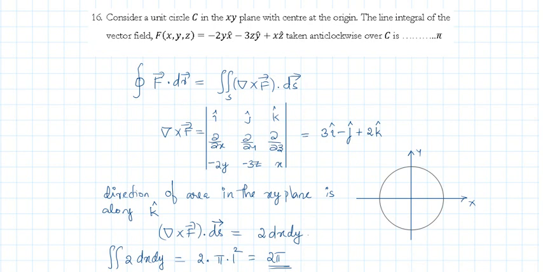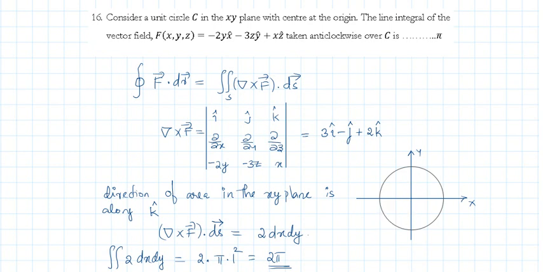Given a vector field, del cross f is determinant i j k, dou by dou x, dou by dou y, dou by dou z. Then coefficient of x cap minus 2y, coefficient of y cap minus 3z, coefficient of z cap x. Then taking this determinant, you will get 3i minus j plus 2k. The most important point is the area is over the xy plane. So the direction of area will be along k cap.